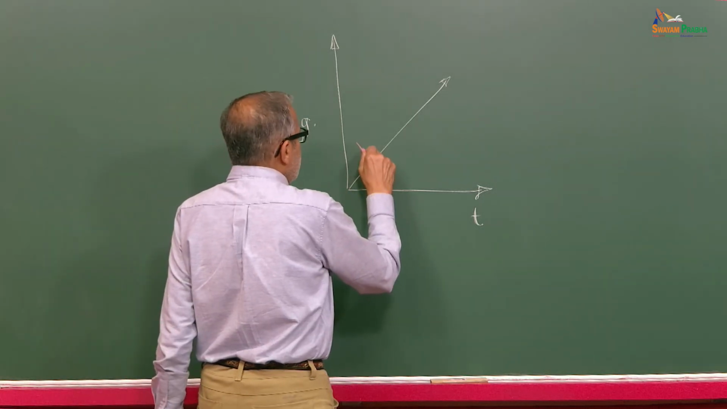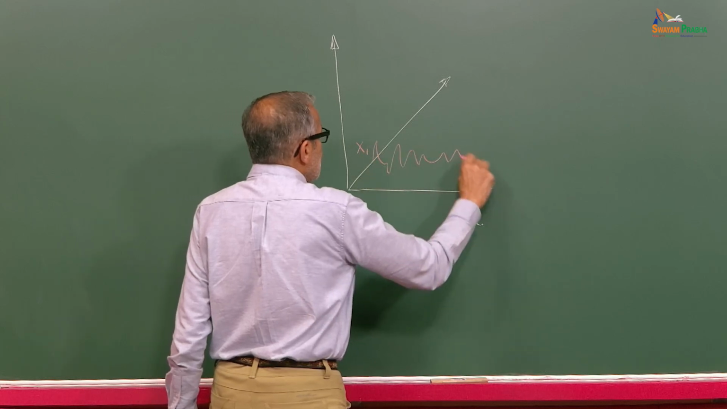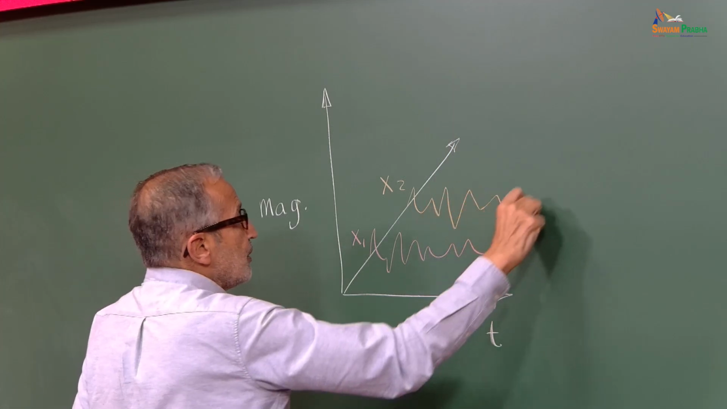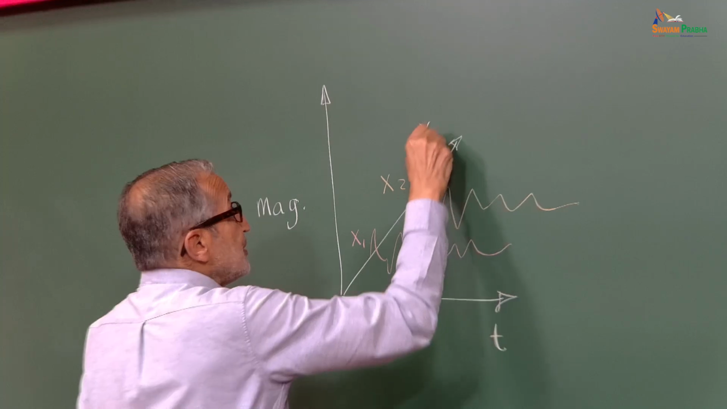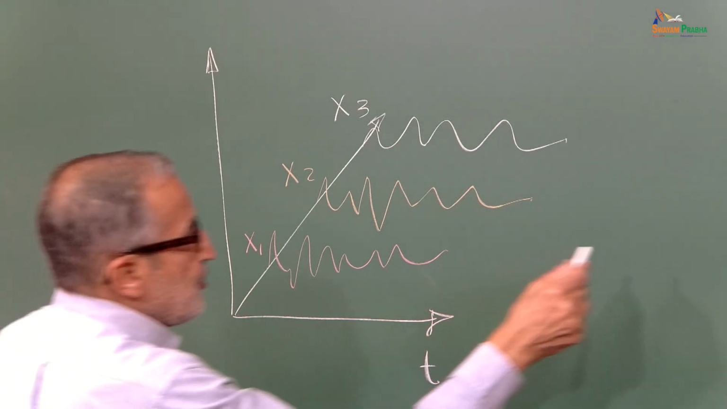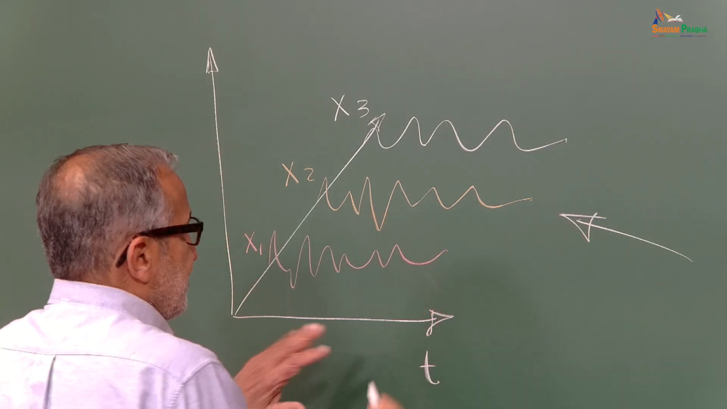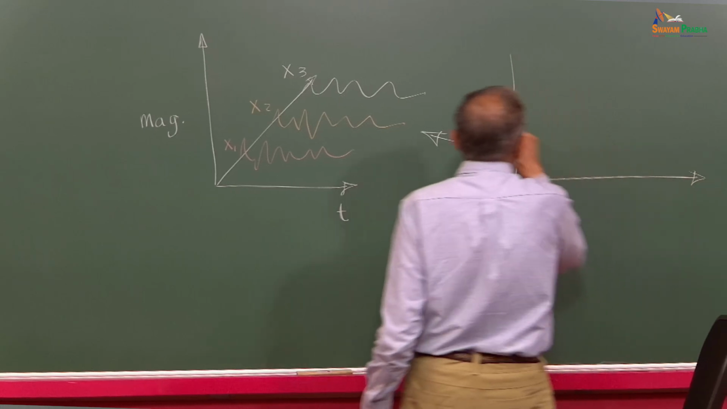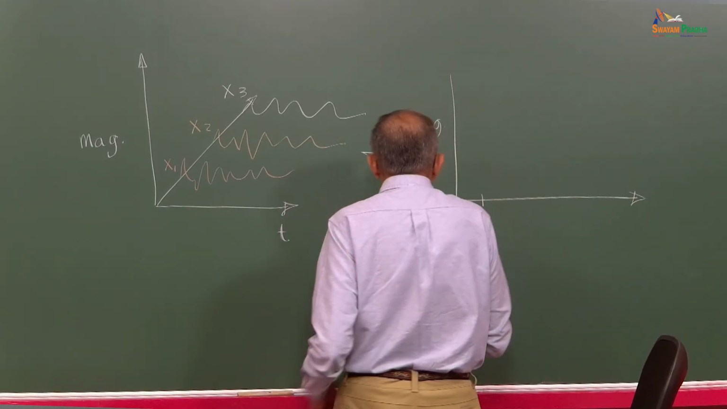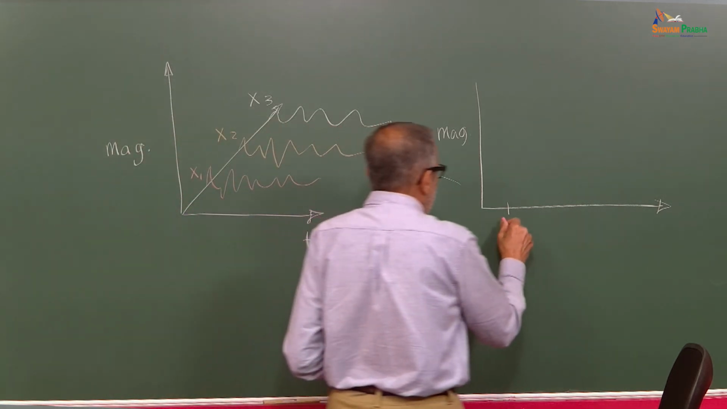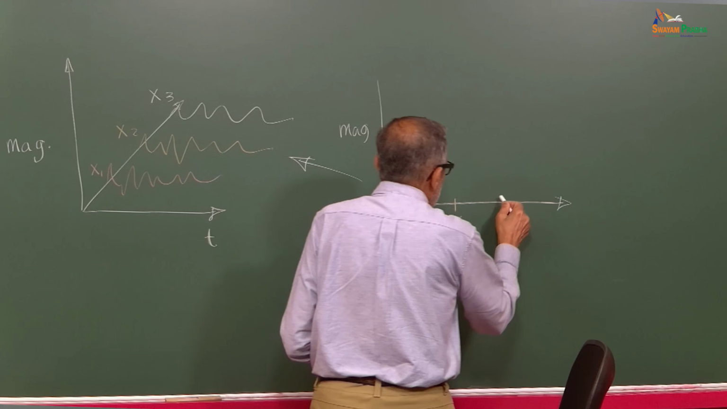We can display x1 like this. We can display x2 like this, or x3 or variable 3 like this. So if we look at this plot from this angle, this perspective, the time value does not show up, and what you get is the following. So we have magnitude, and then we have, let me use the same color, x1 and x2 and x3. This is x1, x2 and x3.